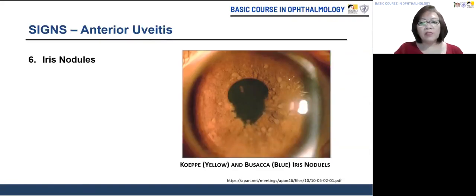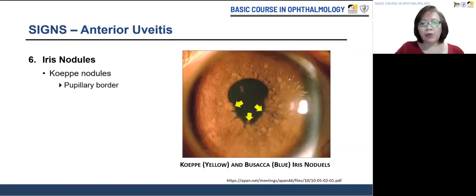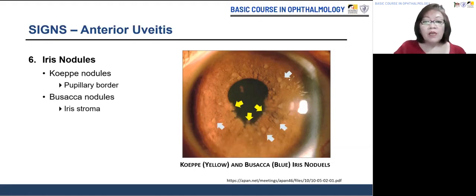Iris nodules may present in a variety of conditions and are identified based on their location. Koeppe nodules, found at the pupillary border as marked by the yellow arrows in the photo, may be present in both non-granulomatous and granulomatous types of uveitis. On the other hand, Busacca nodules, found within or on the iris stroma, marked here by the light blue arrows, are generally found in the granulomatous types of uveitis.